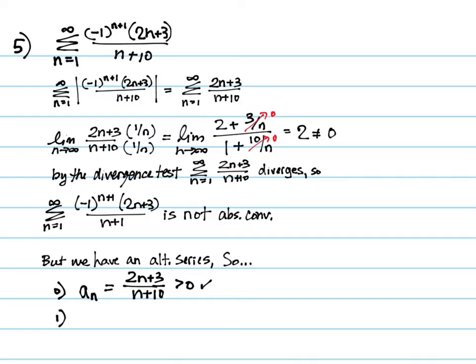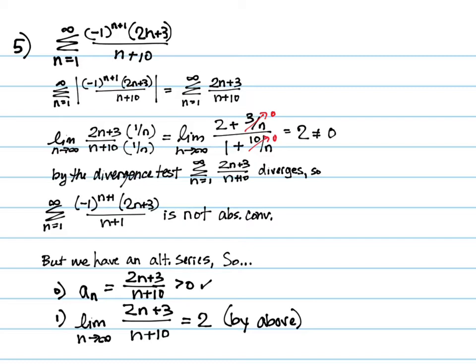The next step, the limit as n goes to infinity of 2n plus 3 over n plus 10. We already did this. What is this limit? It's 2, right? And I'm just going to write it by reference to above. Normally we have to show it, but we've already done it. There's no reason to do it twice. It's equal to 2. In particular, 2 is not 0. So what does that tell you? It diverges, because that's what the alternating series test says. So this diverges.